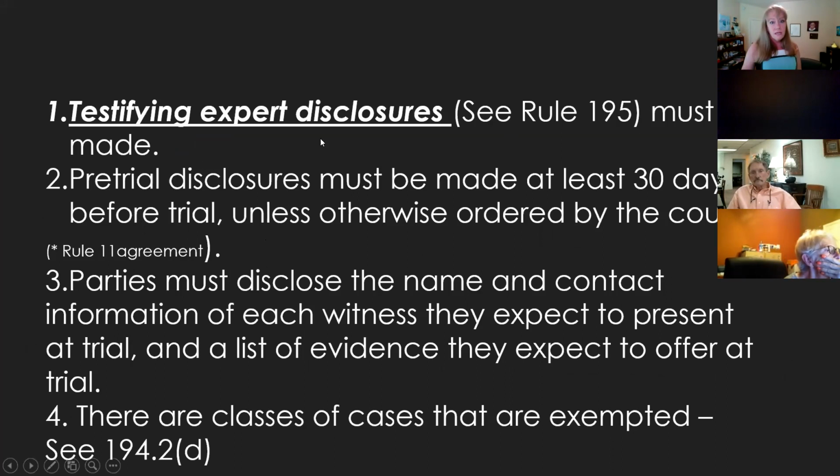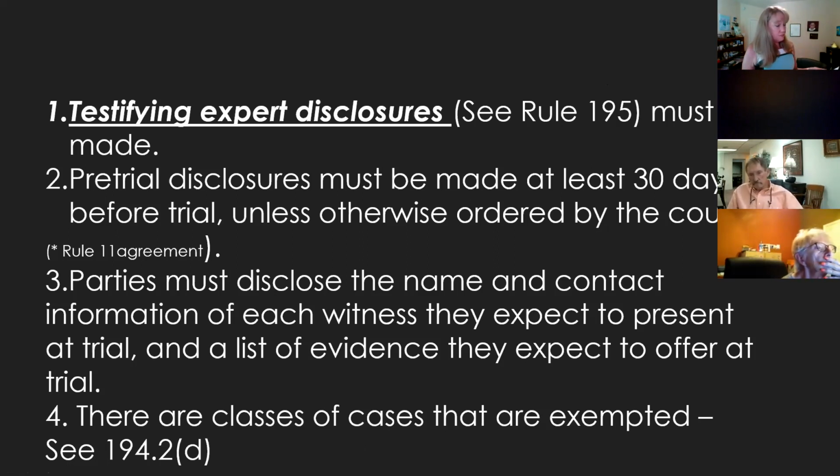Again, in Rule 195, here's some of the language of it. Parties must disclose the name and contact information of the witnesses they're expected to offer at trial. And there are certain classes of cases that are exempted from this, and that is in Rule 194.2(d), proceedings exempt from initial disclosure.